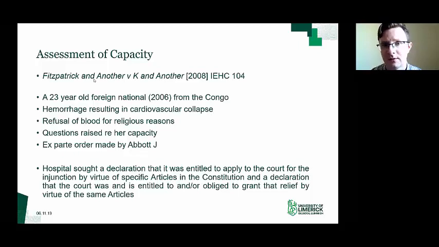The background to this case is that it involved a 23-year-old foreign national. She had just given birth, suffered a hemorrhage resulting in a cardiovascular collapse. When she was admitted to the hospital, she had stated that she was a Roman Catholic. At this point, however, the medical team were informed that Kay would not accept blood for religious reasons. The medical team was concerned that she would die without a blood transfusion, and they called the master of the hospital. The master of the hospital spoke with the woman and had some doubts about her capacity to make the decision. This resulted in an application being made to the High Court for an emergency order, giving the hospital the authority to provide a blood transfusion to Miss Kay.